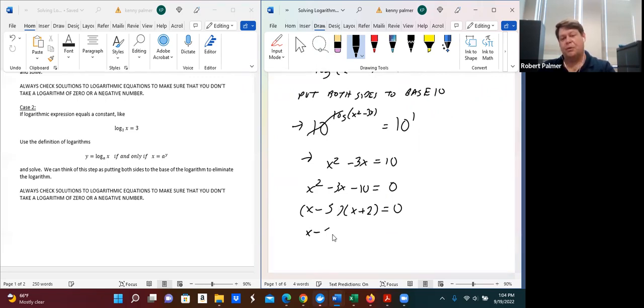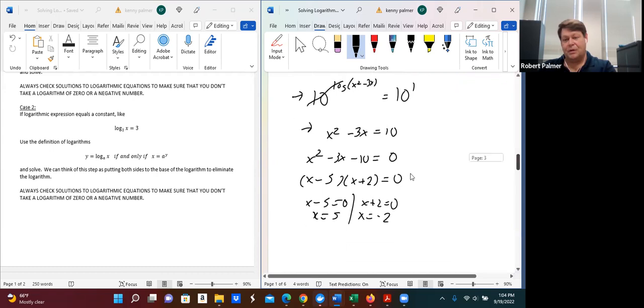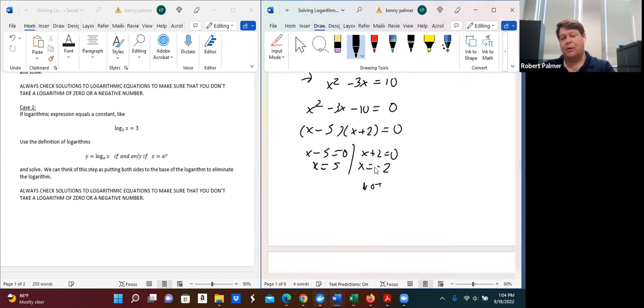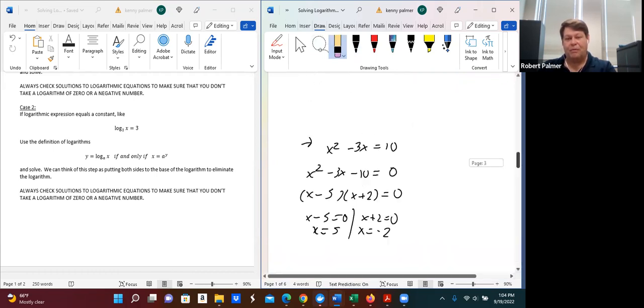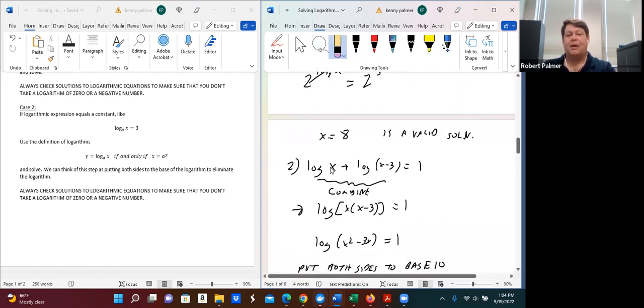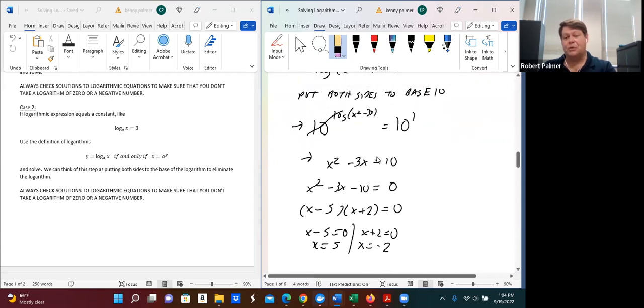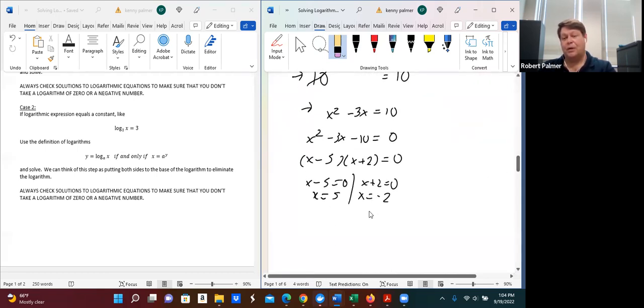So set each factor equal to 0. We get for our solutions to the quadratic equation, x equals 5 and x equals negative 2. Think back to our equation. Let's take a look back at our equation. That one won't be valid, because if you plug that in, you've got to take the log of negative 2, and also this would be negative. So although it's a solution to the quadratic equation, this one is not valid.